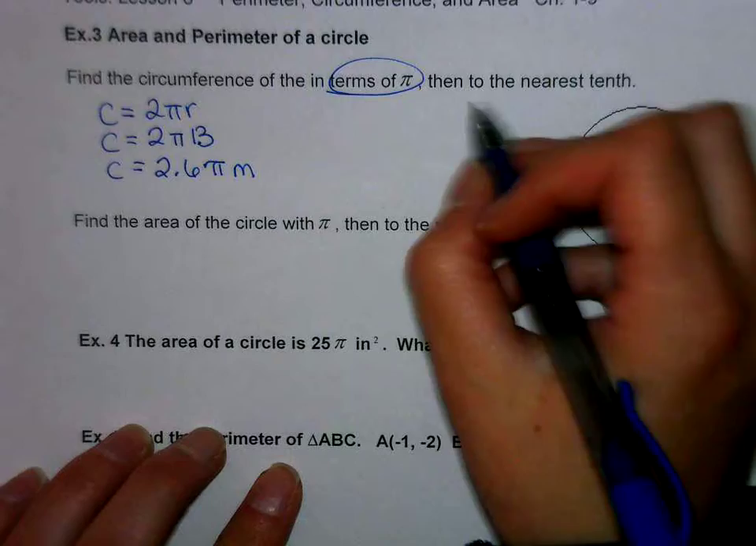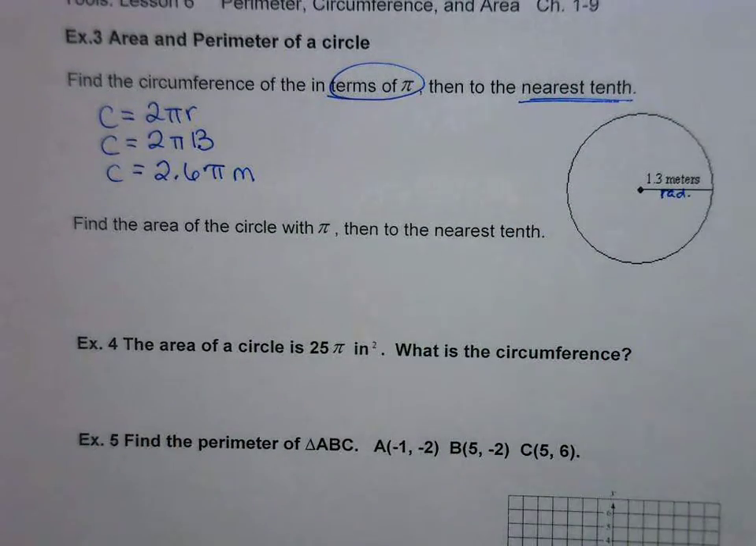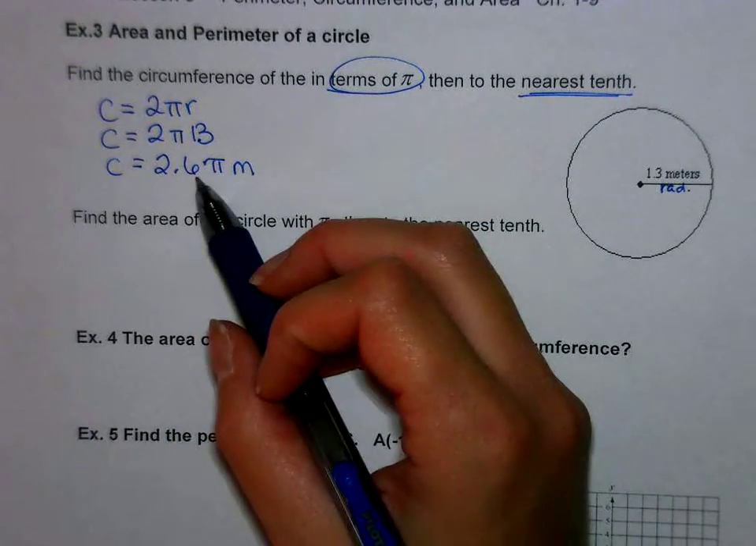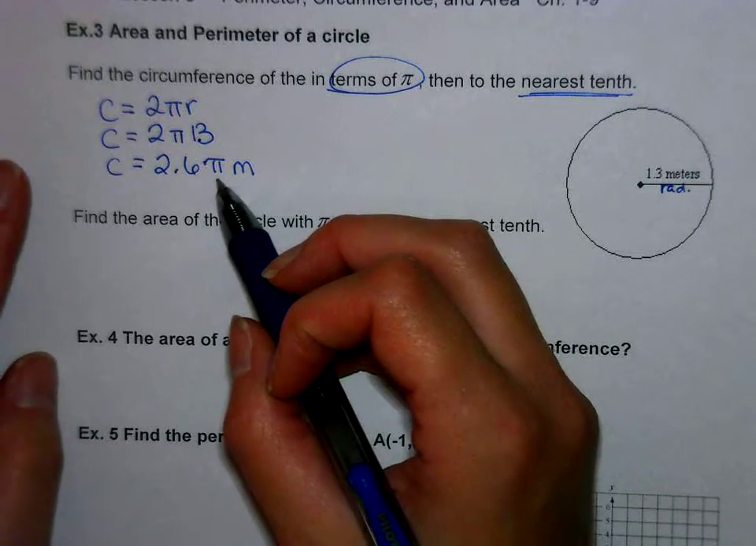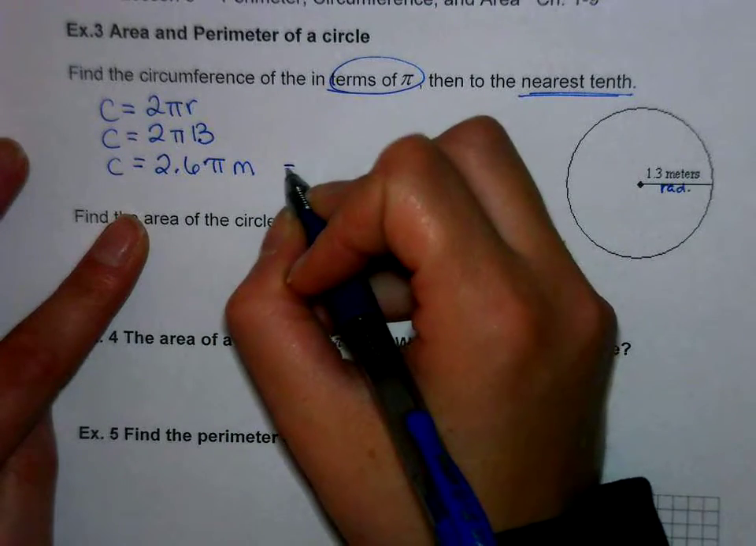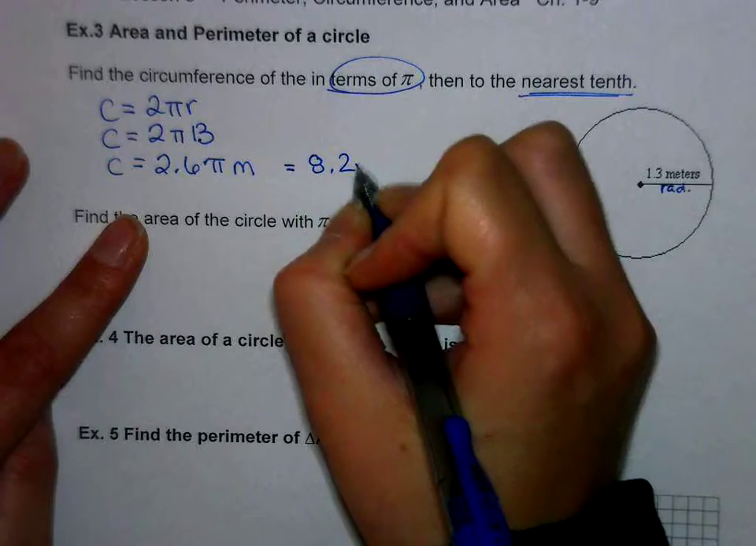But this also says to the nearest tenth. So now in our calculators, if we do 2 and 6 tenths times pi, it's going to equal 8.2 meters.